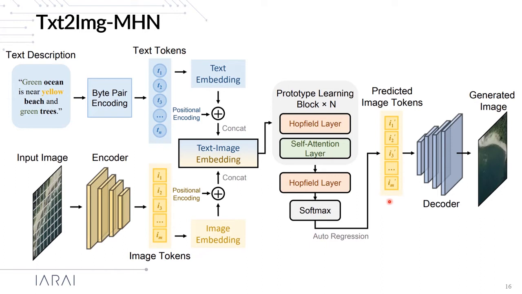And in the testing phase, once we get the predicted image tokens, we can feed these tokens into an image decoder to conduct the image generation.